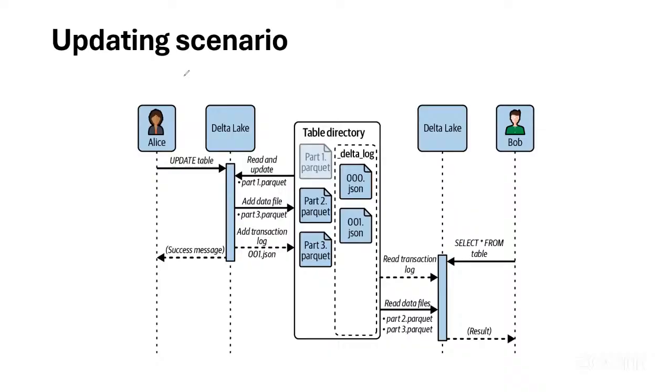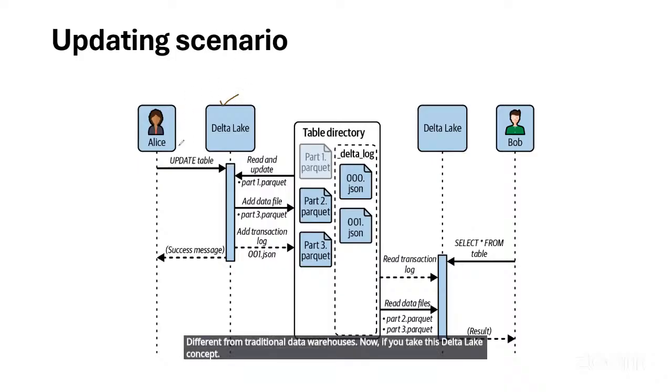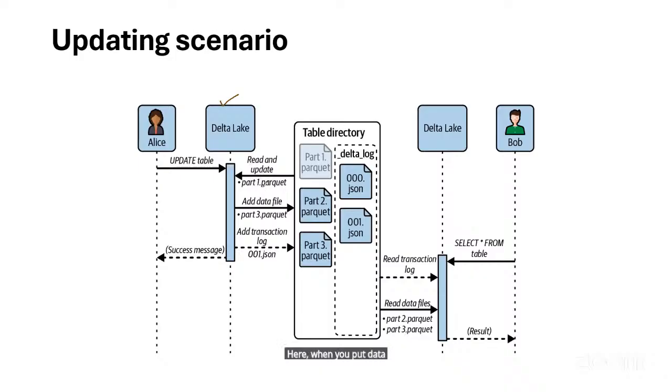See, databases are different from data warehouses. And data lake houses are also different from traditional data warehouses. Now, if you take this Delta Lake concept, when you put data, you will put it in the form of Parquet files, right? Especially when you want to create a table, you have to make them as Parquet files. Of course, there is a data lake part of it in the Delta Lake. There you can save any kind of data.